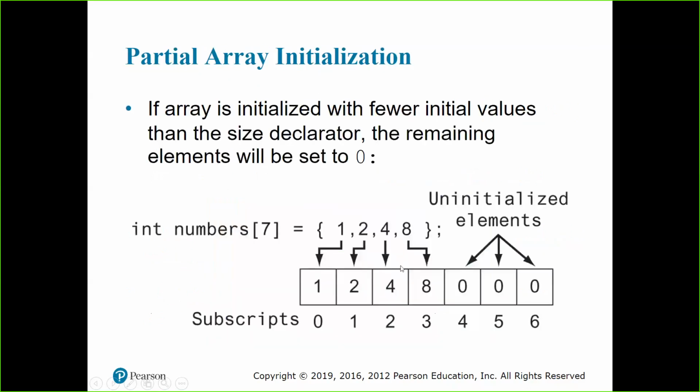Okay, so if the array is initialized with fewer initial values than the size declaration, the remaining elements will be set to 0. For example, like this, int number 7. So the size is 7, and we provided 4 values. The first value will go to the first location, the second to the second, the third to the third, the fourth to the fourth. But the rest, you see, will be initialized with 0.